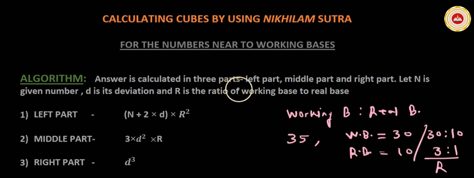The answer is calculated in 3 parts: left part, middle part and right part. Let n be the given number, d its deviation and r the ratio of working base to real base. Step 1, left part is (n plus 2d) multiplied by r squared. Middle part is 3 times deviation squared multiplied by ratio r, and right part is d cubed, deviation cubed.